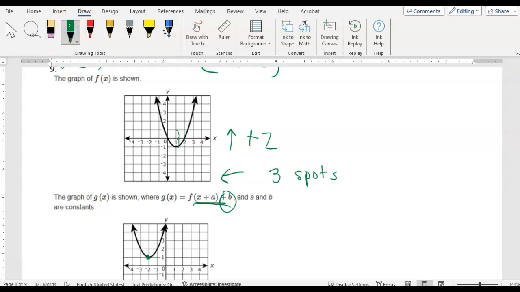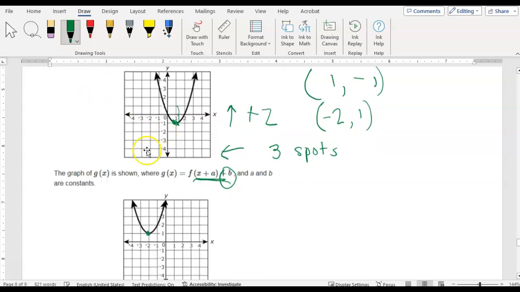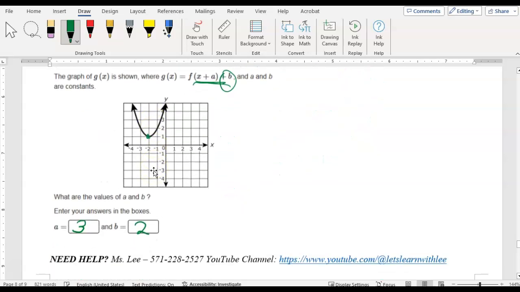So if you think about where our vertex is, going from 1 comma -1, and then moving to having a vertex of -2 comma +1, we see that we've moved over left 3 spots, and then we moved up 2 spots. All right.